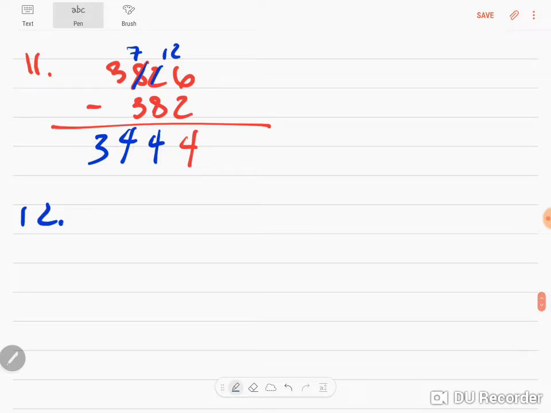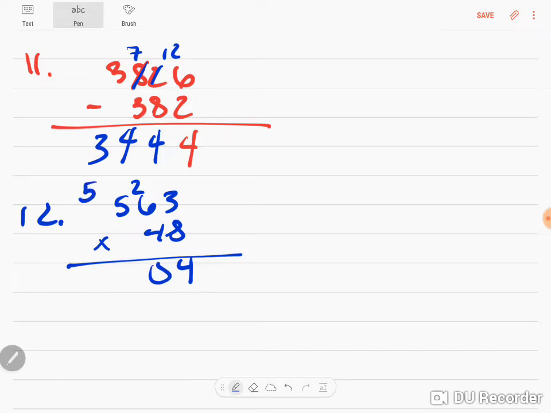Almost done. 8 more questions. It says 563 times 48. 8 times 3 is 24. Put the 4 there. Carry the 2. 6 times 8 is 48. Plus 2 is 50. Put the 0 there. 5 goes there. And then I have 8 times 5 is 40. Plus 5 is 45. All right.